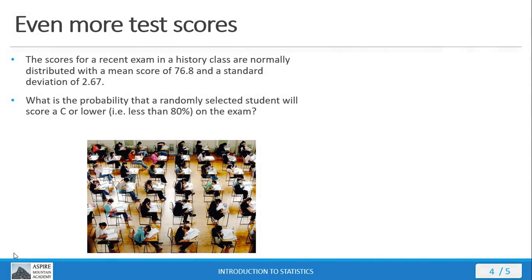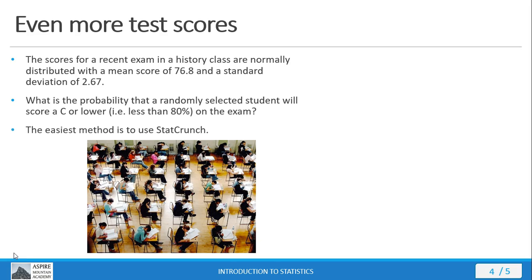Let's look at another problem. Same one that we were looking at before, but this time we want the probability that a randomly selected student will score a C or lower on the exam. Once again, go ahead and pause the video, get into StatCrunch, see if you can solve this problem, and then come back and we'll see how well you did. Okay, let's see how well you did.